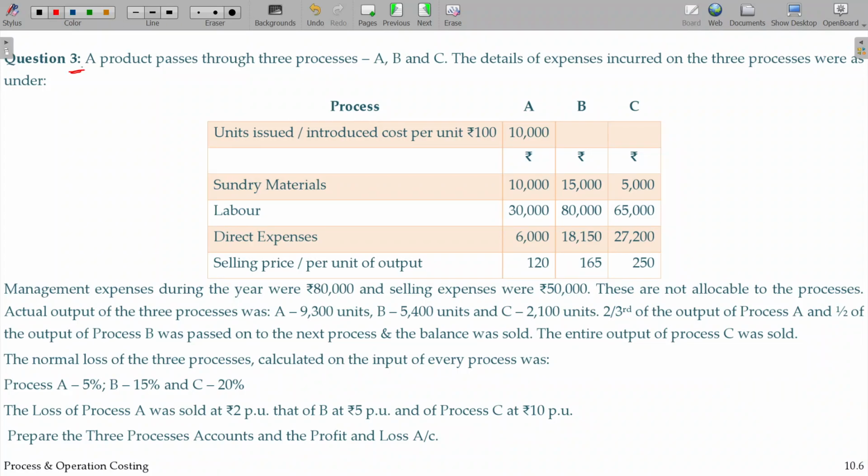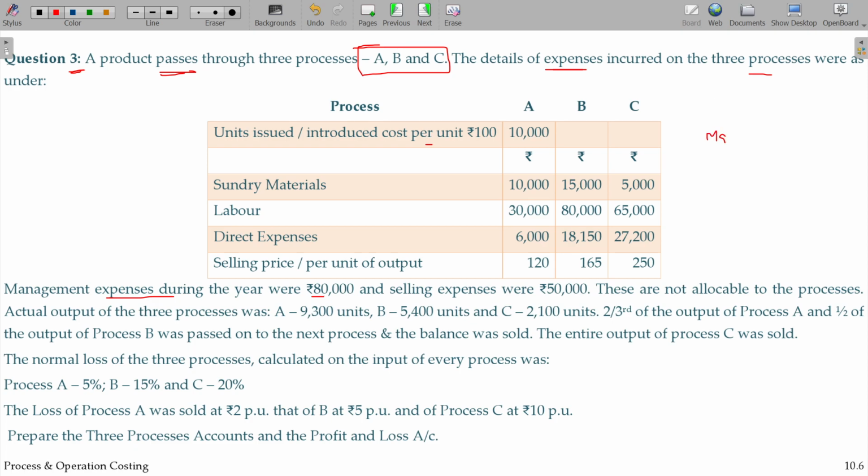Question number 3. A product passes through 3 processes A, B and C. The details of expenses incurred on the 3 processes were as under, and the units introduced and sundry materials are all given. Apart from that, management expenses during the year were 90,000.